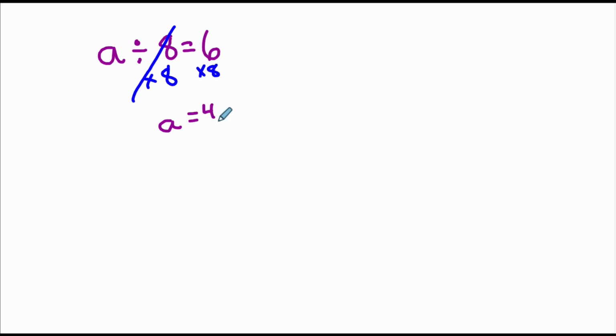Let's try another one. This time we'll do a divided by 8 equals 6. All right, so I need to use inverse operations here. I am going to multiply by 8 because it's the inverse of division. And what does that do? It undoes, gets rid of. That leaves me with a by itself down here. And whatever I do to one side, I do to the other. 6 times 8 is 48.